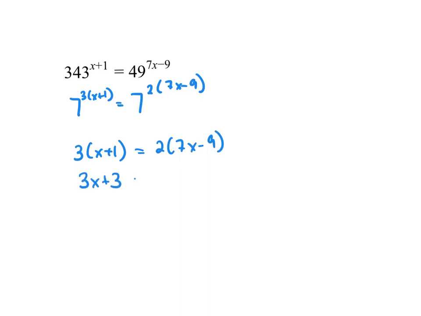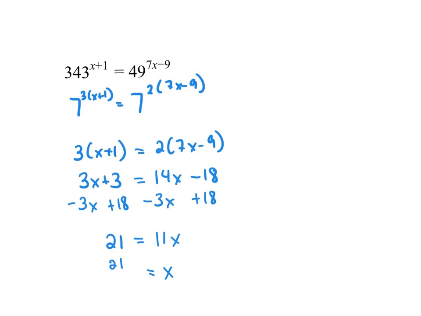So 3x plus 3 equals 14x minus 18. I'll get all the x's on one side, so I think I'll subtract 3x here, and I'll add 18 here. So that's going to give me 21 equals 11x. So x is 21 elevenths.